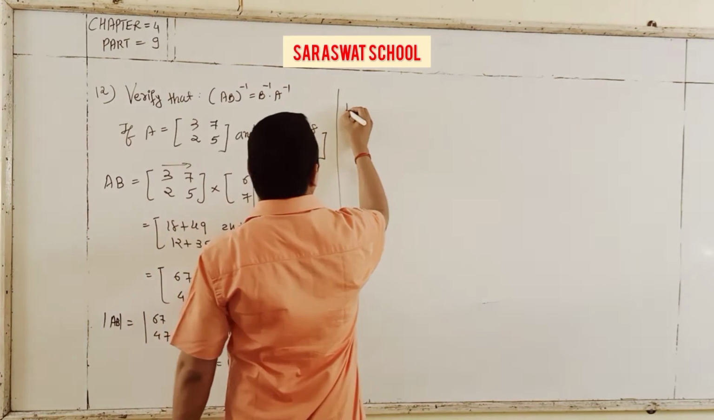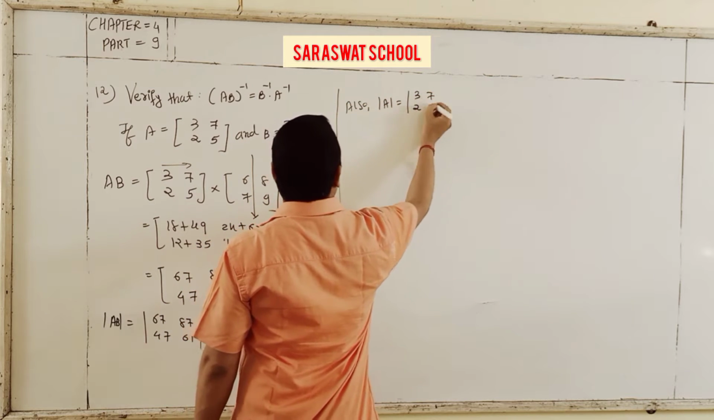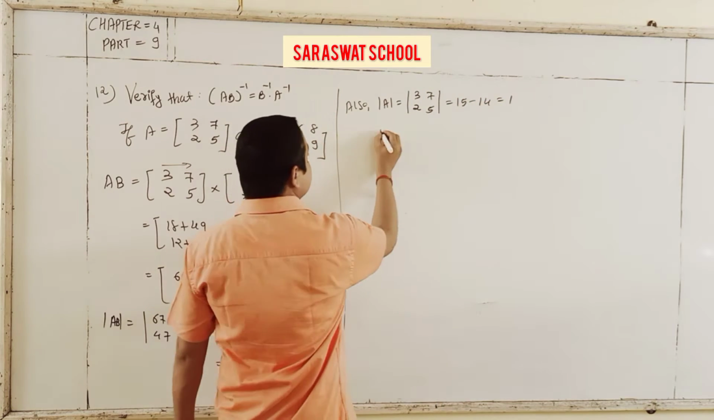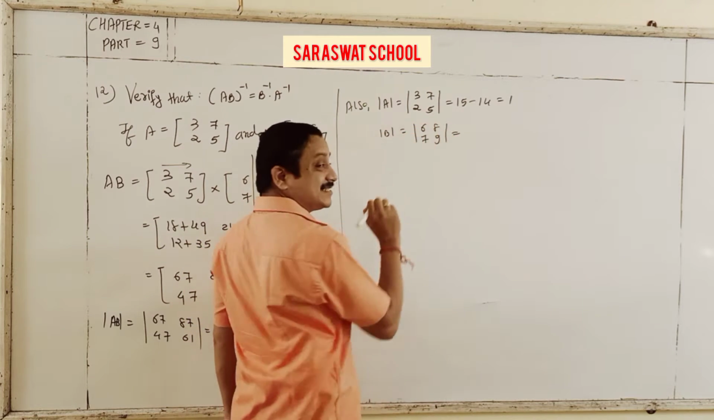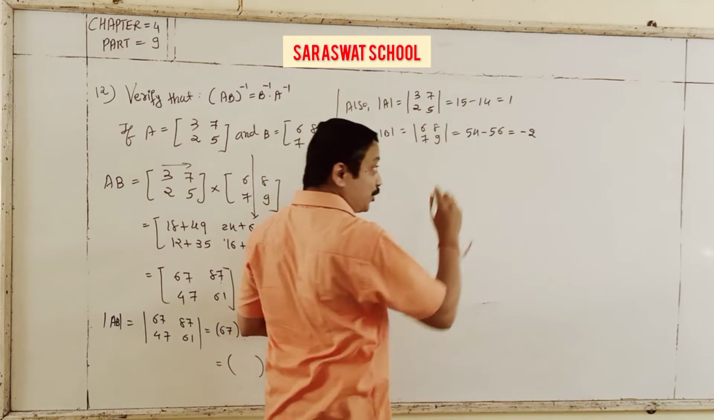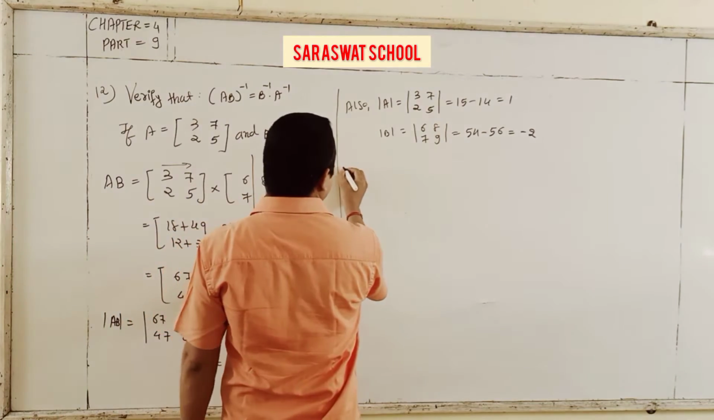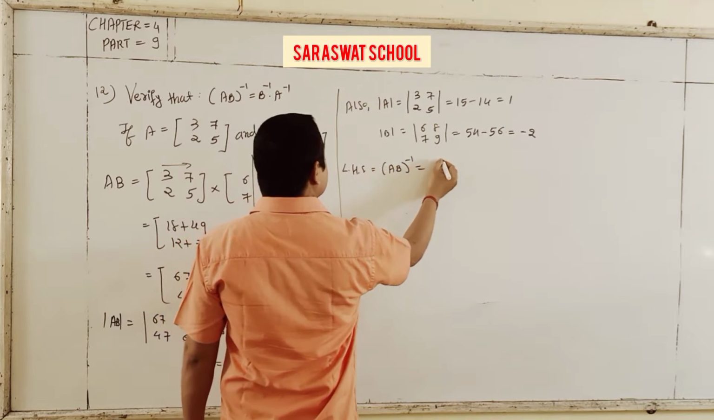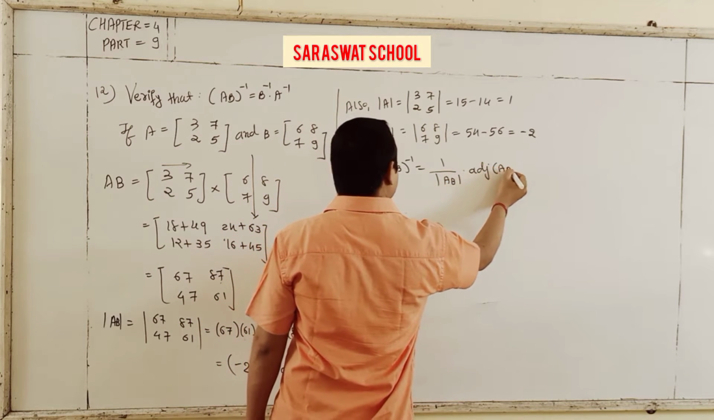Students, I will also define the determinant of A, 3, 2; 7, 5: here 15 minus 14 is 1. Same as the determinant of B, 6, 8; 7, 9: 9 6s are 54 and 7 8s are 56, it is minus 2. The product of these two is what comes here, that's why I directly wrote it.